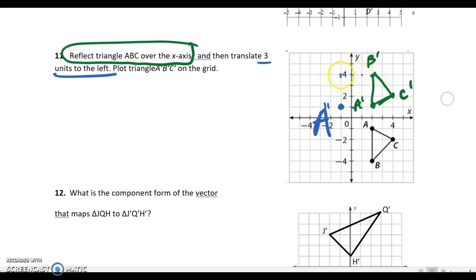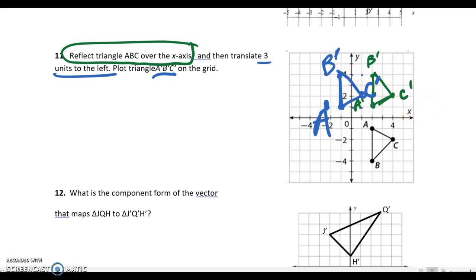1, 2, 3. It says just graph A prime, B prime, C prime. This is really the real one. 1, 2, 3. The green one is just like your work on your way to get there.